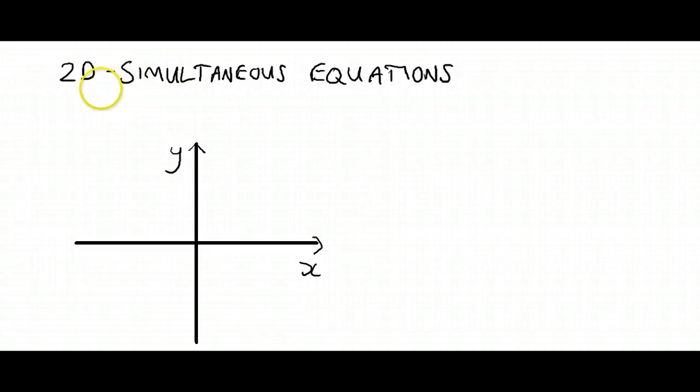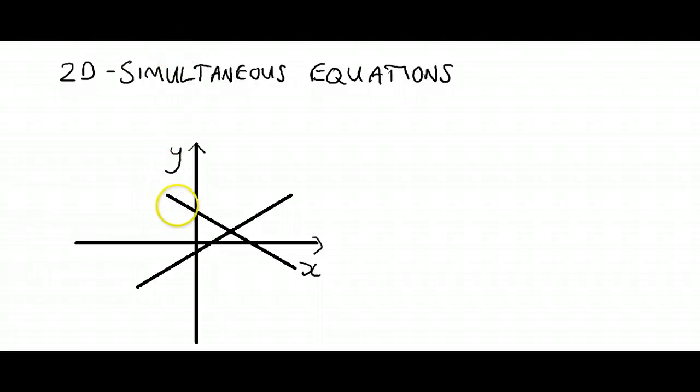Alright, in this video we're going to look at what simultaneous equations are and how to solve them. Simultaneous equations refers to when you've got two lines on a graph. So let's say here's one line that we've graphed and here's another line. They've got different equations and different intercepts, but they're both on the same graph.